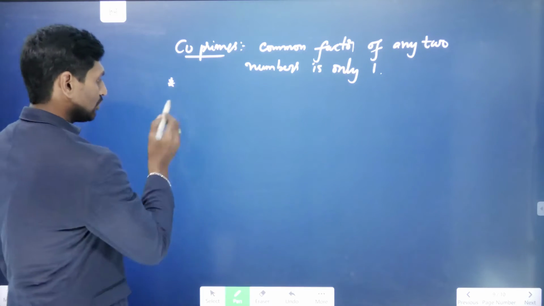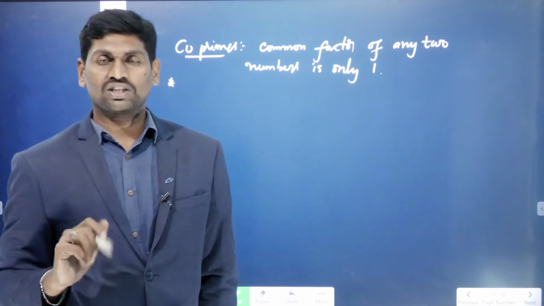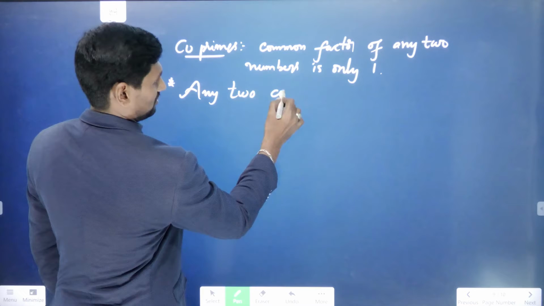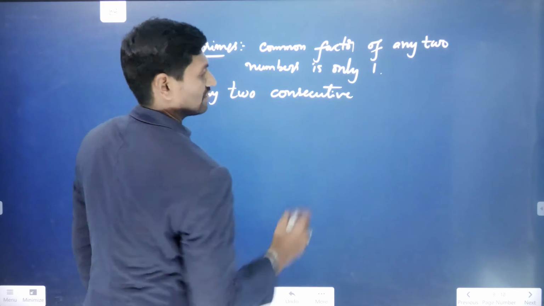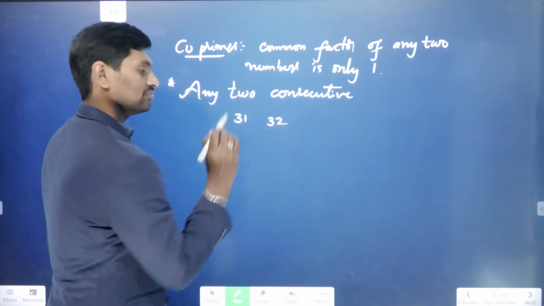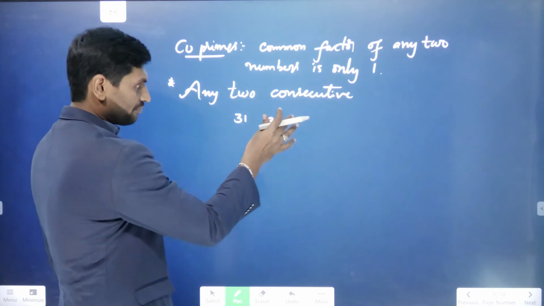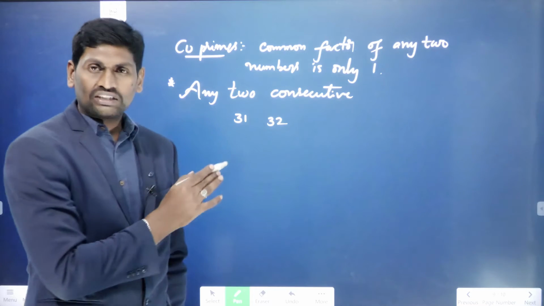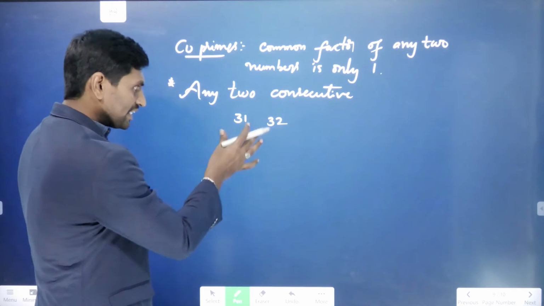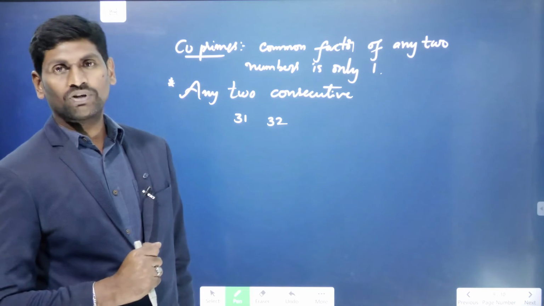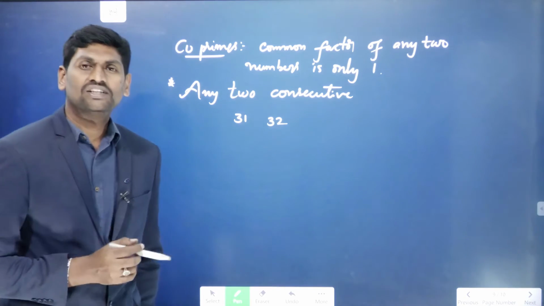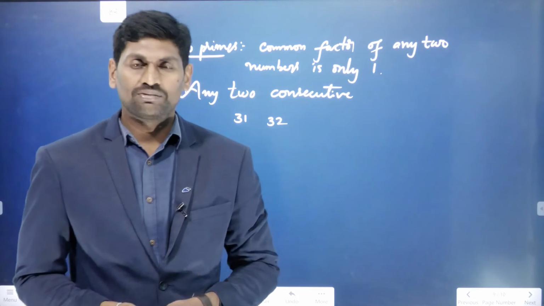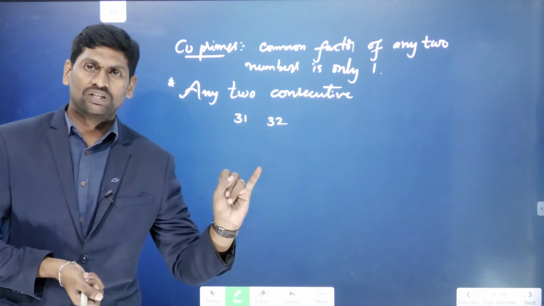That type of numbers are called co-primes. One important point: any two consecutive numbers are co-primes, like 31, 32. Both are co-primes, because 32 has multiple factors: 1, 2, 4, 8, 16, 32. But between these two numbers, only 1 is the common factor. So this type of numbers are called co-primes or relatively prime numbers. So co-primes completed, twin primes completed.